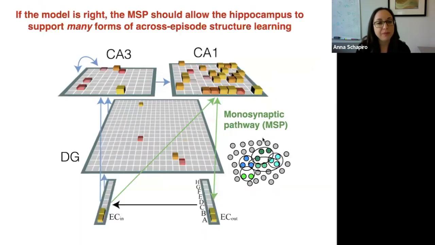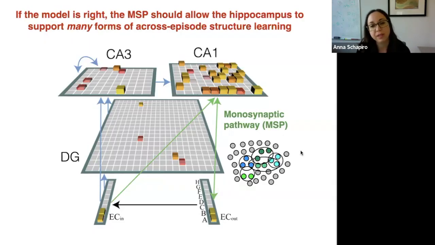Okay, so we understood how those properties would allow us to explain those temporal statistical learning experiments that we were running. But if the model is right, then this monosynaptic pathway learning strategy should allow the hippocampus to support many forms of across episode structure learning. So any situation where you're trying to pick up on structure across experiences, this kind of strategy might be useful for.